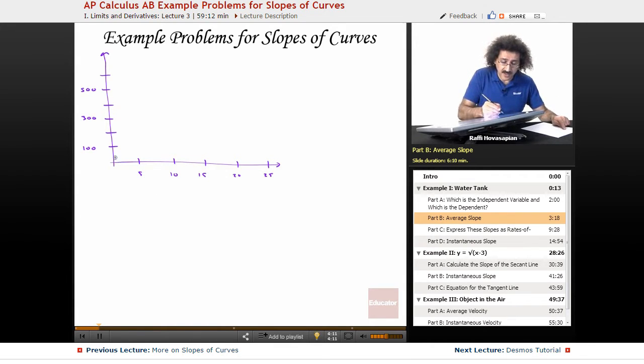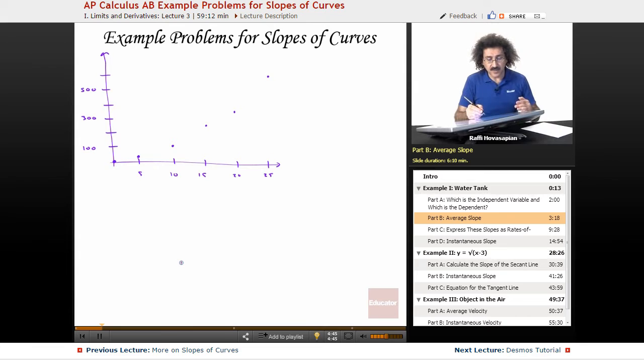My points: at 0, it was 0. At 5 minutes, it was 30, so I'm going to put my point there. At 10 minutes, it was 100, so it's right there. At 15, they said I had 220 gallons, so maybe someplace like that. At 20 minutes, they said I had 350 gallons, so maybe someplace like that. And at 25, I had 600, so someplace like that.